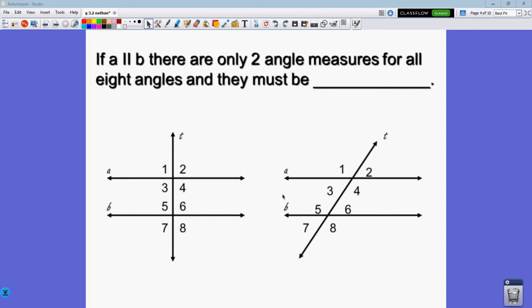We talked about angle pairs dealing with two lines and a transversal. And we did mention the property that they would have if the lines were parallel. So today we're going to really stress that. If A is parallel to B, there are only two angle measurements for all 8 of the angles. And they must be, what did we say yesterday?